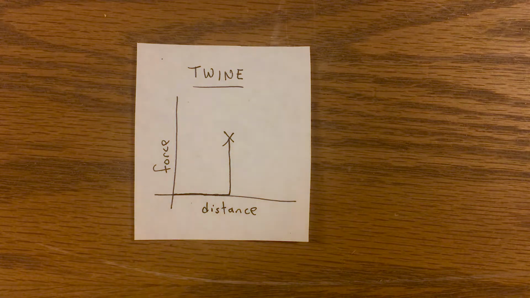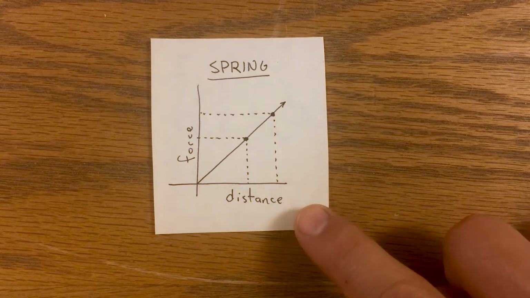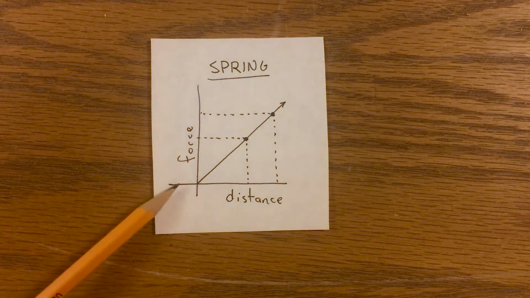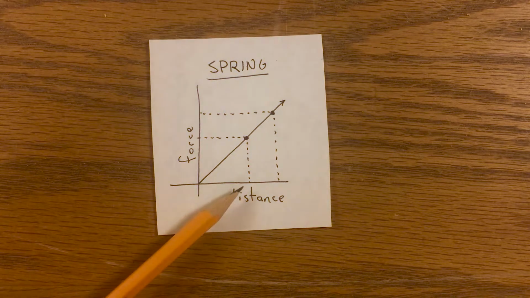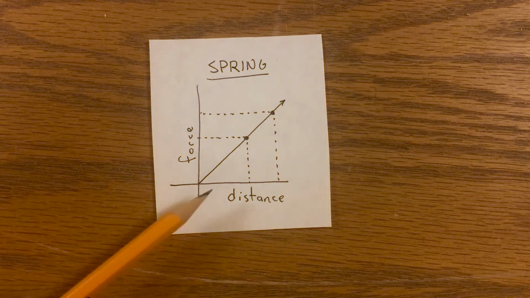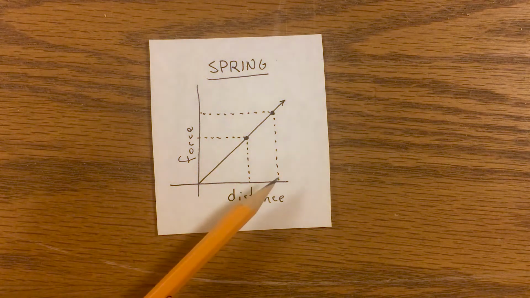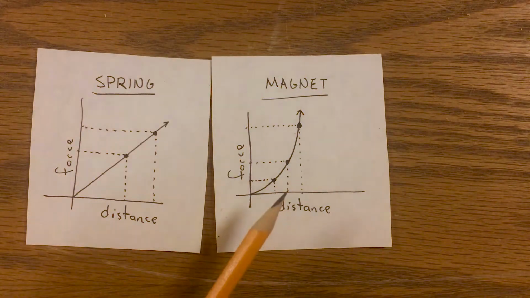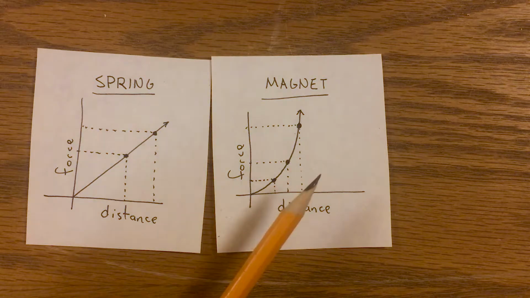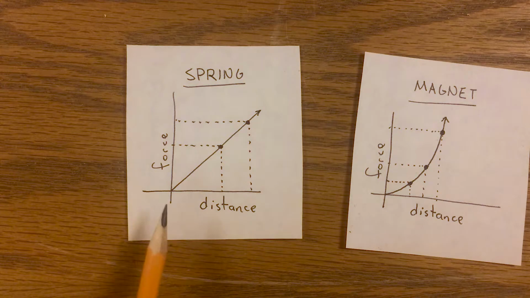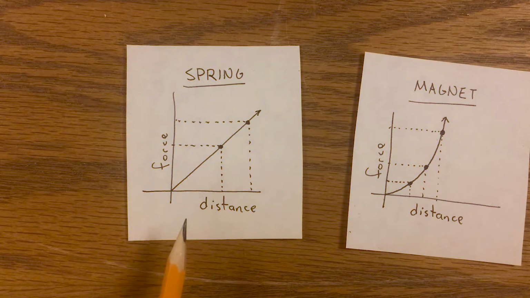What I think would be the most ideal is the following. Springs. Springs are famous for their linear relationship between force and distance. You change the distance a certain amount, the force changes by the same amount, or it's directly proportional. So you double the distance, you double the force. Nice and simple. Magnet, however, if you double the distance, the force is going to go up by 8 times, since it's a cubic relationship. So in terms of profiles, I think springs are going to be the winner.